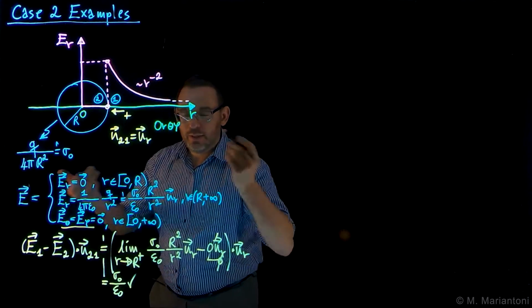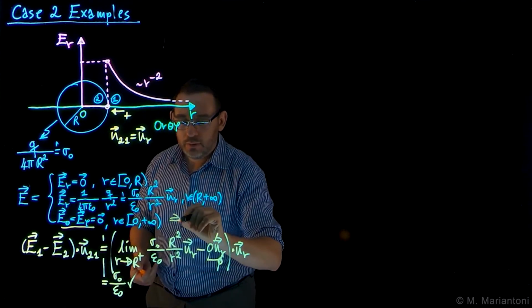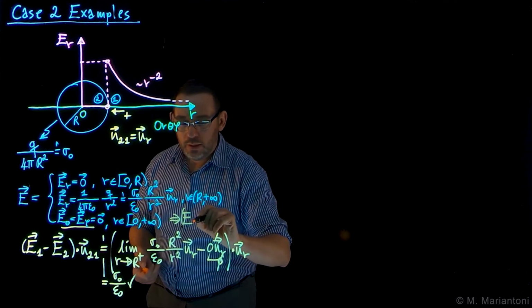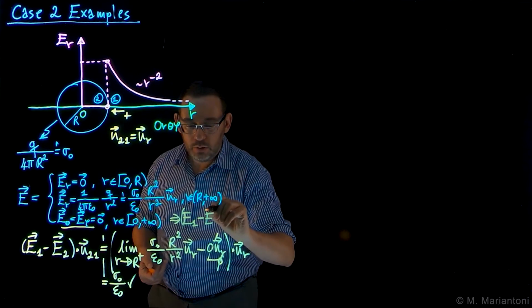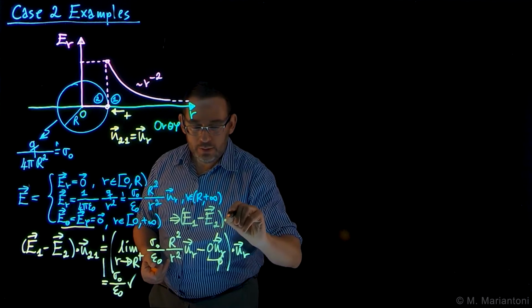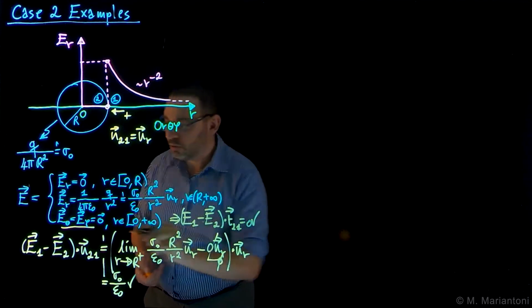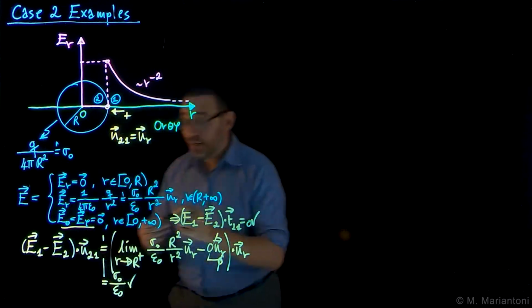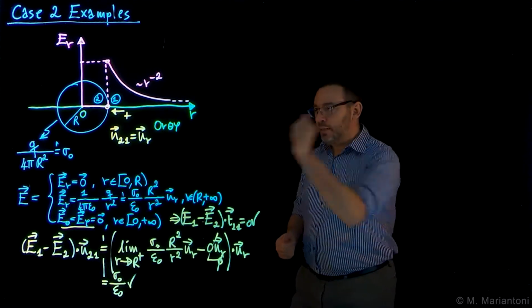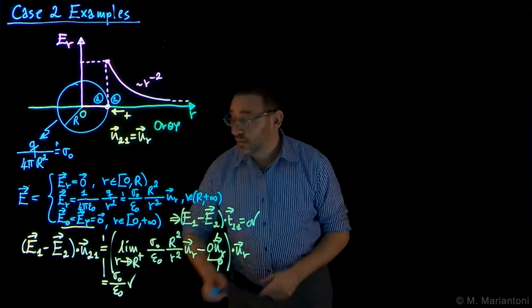So it is clear that E1 minus E2 dot T21 is equal to 0, because all the tangent components, which are theta and phi, are 0. Great. So we checked this first example, and the second example.